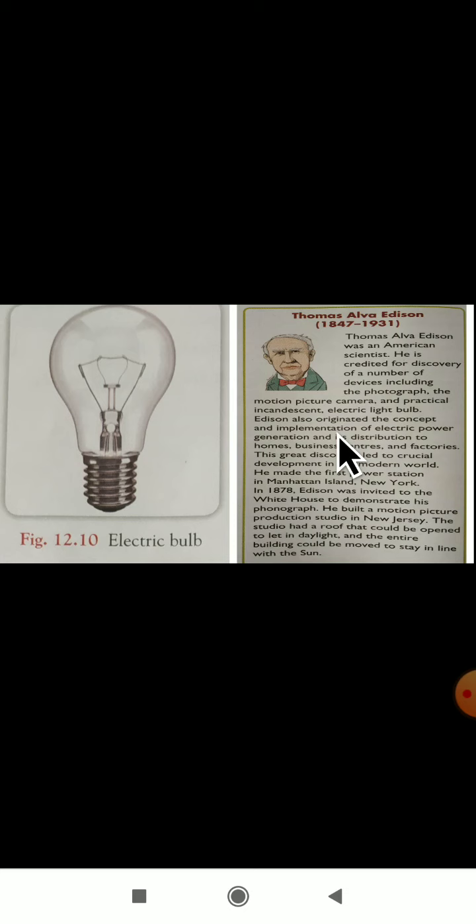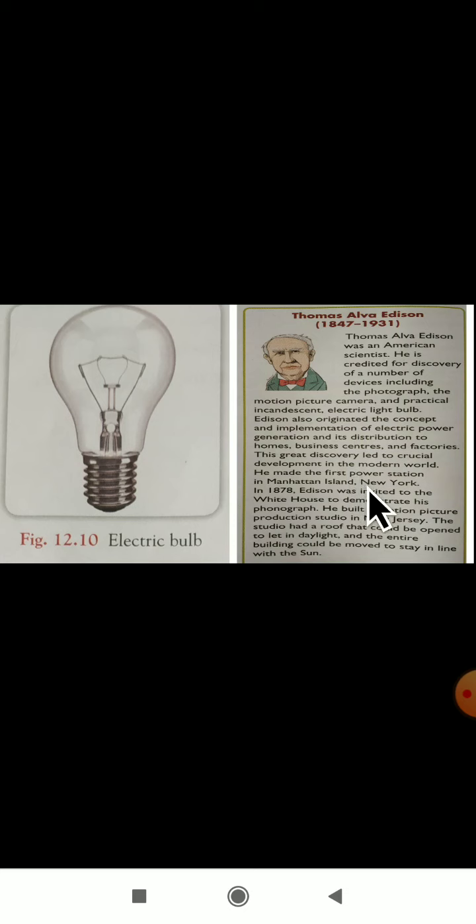Here they have given about Thomas Alva Edison. He was an American scientist. He made the discovery of a number of devices, including the photograph, the motion picture camera, and the practical electric light bulb also. Okay, Thomas Alva Edison even invented the bulb. Edison also originated the concept of electric power generation and its distribution to homes, business centers and factories. This great discovery led to crucial development in the modern world.